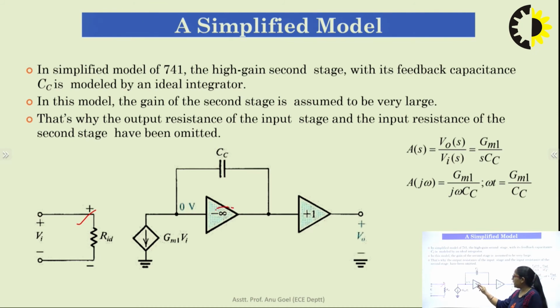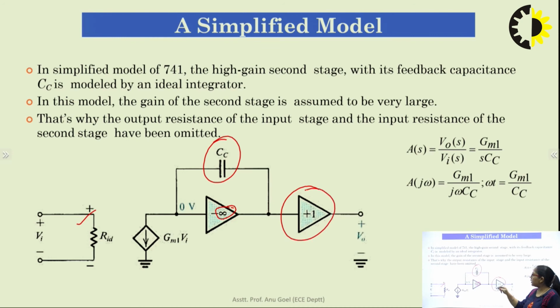This infinity symbol is indicating that the gain of the second stage is very high. Here the capacitor is connected in the negative feedback path, providing the frequency compensation internally. Then it is showing the unity gain output stage.